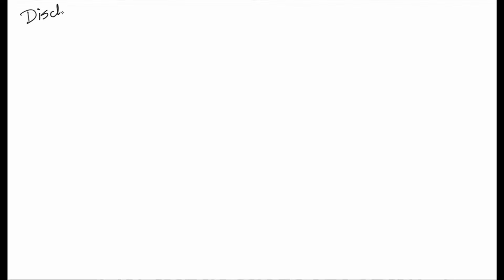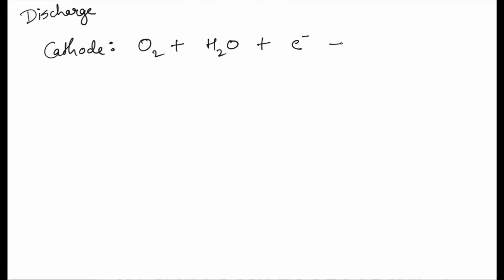During discharge, the reaction at the cathode is that oxygen reduces in the presence of H2O to give out hydroxide. Let me balance this equation.